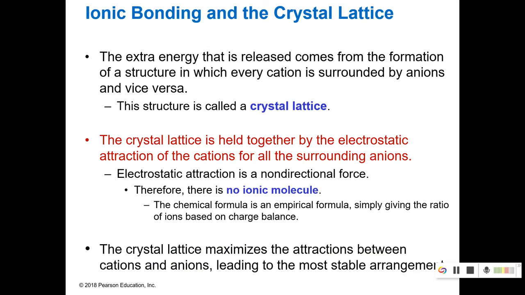Also, there's a thing called a crystal lattice, and you'll talk about this more in chapter 11. That crystal lattice is going to be held together by those electrostatic charges, the cations and the anions being attracted to each other. Really, these are only for those ionic compounds. It is saying here that there are no true ionic molecules. We call them formula units.